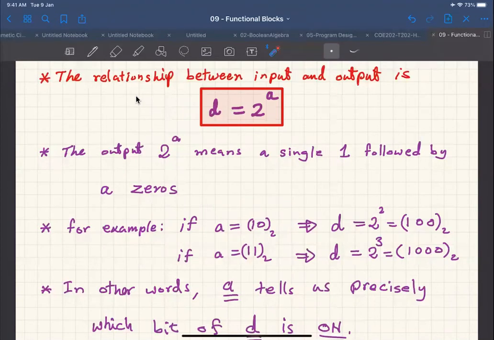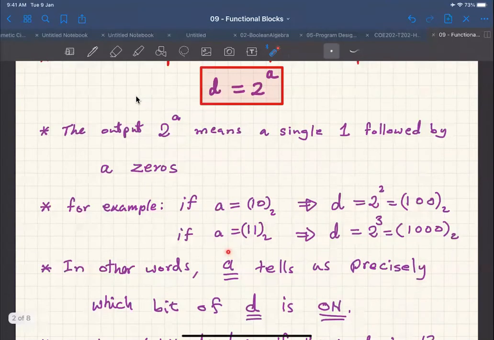So 2 means that bit number 2 is on in the output: 0 1 2. And 3 means bit number 3 in the output is on: 0 1 2 3. So 2 to the 3 is 8, and in binary it's 1 0 0 0. Do you see that? It's important to understand the behavior before we move on. So the input A tells us precisely which bit of D is on. This is in simple terms how the decoder functions.